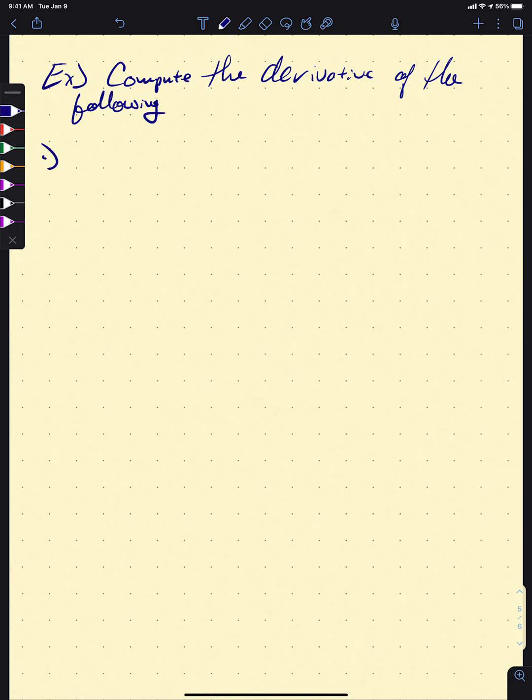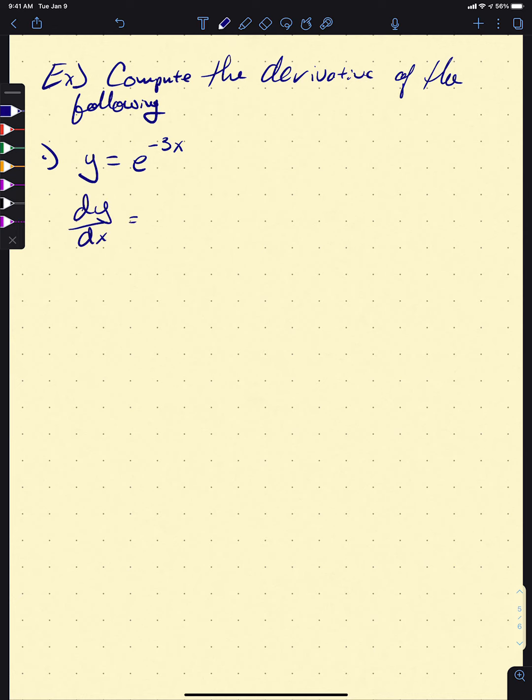Once again, computing the derivative of the following. So let's just start with something nice and simple. Say y is e to the minus 3x. Nice and simple. If we want to calculate the derivative, then we're looking for dy dx.